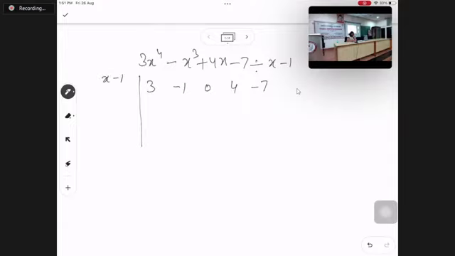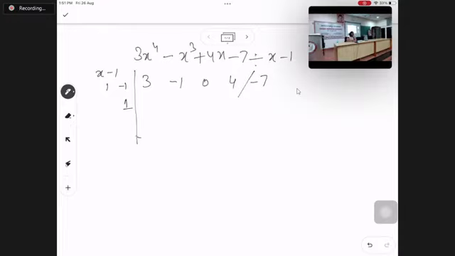So x minus 1, so you have 1 minus 1, so it is plus 1. Obviously, we put a slash here. Then, first number as it is, 3. 3 ones are 3. 3 minus 1 is 2. 2 ones are 2. 2 plus 0, 2. 2 ones are 2. 4 plus 2, 6. 6 ones are 6, minus 1.